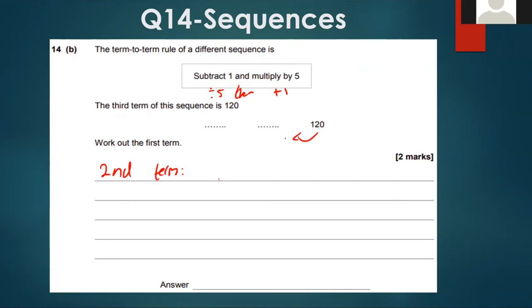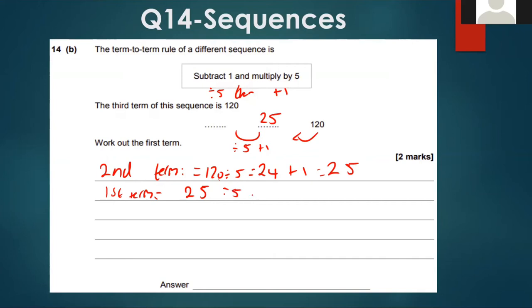So I'm going to divide 120 by 5 first of all. 120 divided by 5, I can do it in my calculator, which is 24. And then I have to add 1, which is the opposite. So that's equal to 25. That's my second term. I then need to again divide by 5 and then add 1. So 25 divided by 5 is equal to 5. And then add 1, which is equal to 6. So my first term is going to be equal to 6.